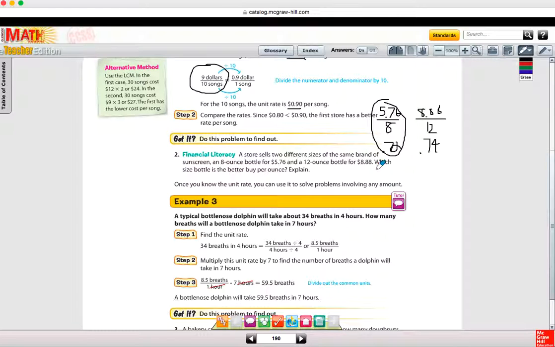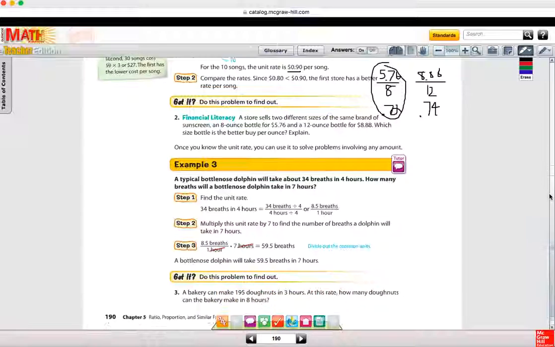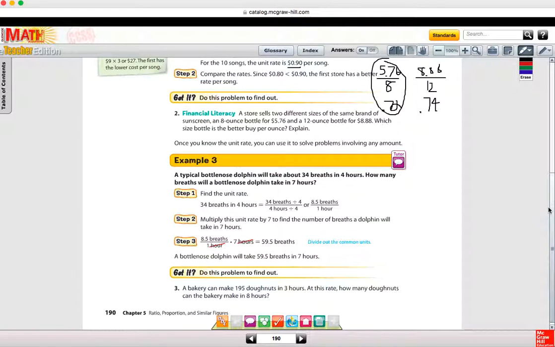So going on to example 3. A typical bottlenose dolphin will take about 34 breaths in 4 hours. How many breaths will a bottlenose dolphin take in 7 hours? So now we're using the information to solve a problem. And notice here, step number 1 is to find the unit rate. So we have 34 breaths in 4 hours. Divide that by the denominator of 4, and we get that the unit rate is 8.5 breaths per hour.